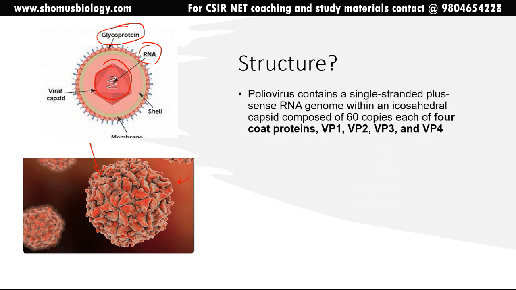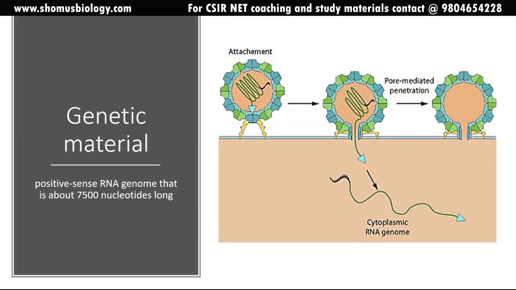So we know it contains a single-stranded, plus-sense RNA genome within an icosahedral capsid. This capsid is an icosahedral structure composed of 60 copies of each of 4 coat proteins. There are 4 types of coat protein: VP1, VP2, VP3 and VP4, and 60 copies of each of these types of coat proteins are present in the poliovirus structure. So what is the genetic material? A plus-sense mRNA, which is about 7,500 nucleotides long, okay? That is the structure of the genetic material of poliovirus.